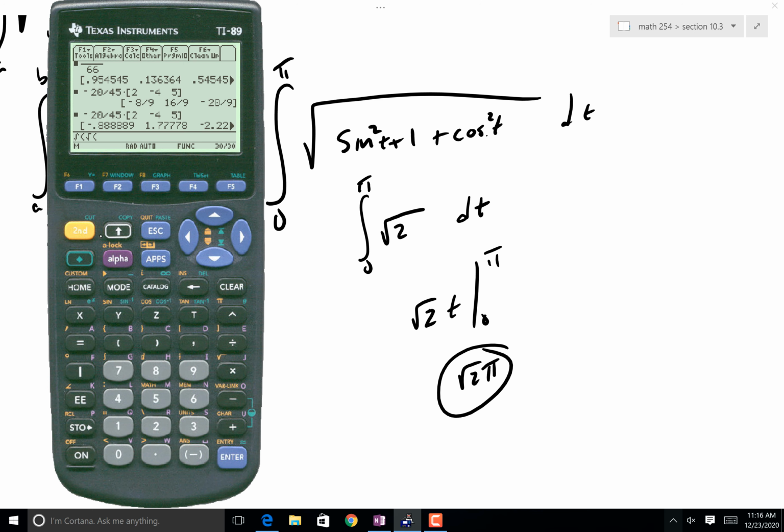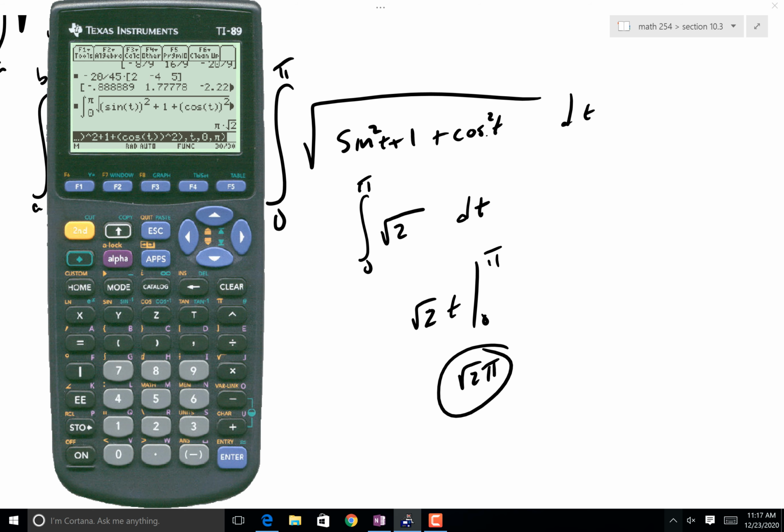And so let's do sine of t. Make sure you do this correctly now. Oops. Sine of t squared plus 1 plus cosine of t squared, comma t, comma 0, comma pi. Boom! Booyah! How fun is that?